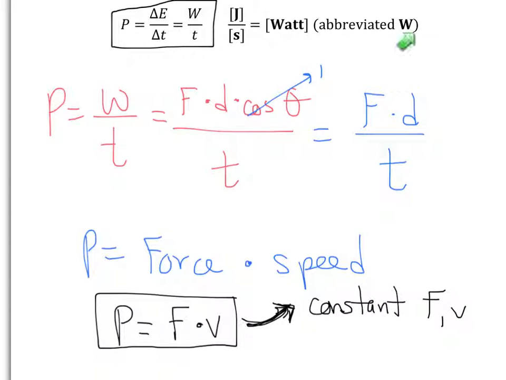W-A-T-T, abbreviated with a capital W, not to be confused with this W here for work. This W will always appear after a number, like 37 watts. So you'll see it as a unit, as opposed to seeing this W in the formula. Would you rather us use joules per second or W? Use W, use watts, yeah. Power ratings anywhere are known as watts, okay?